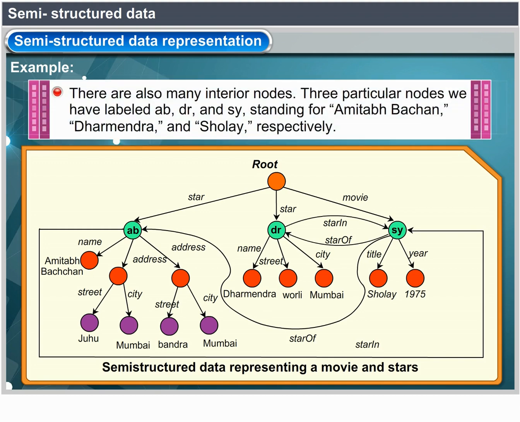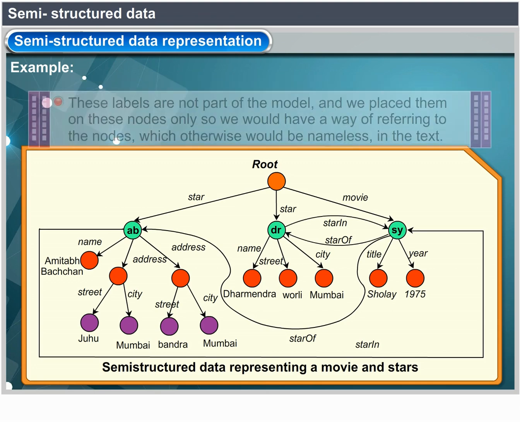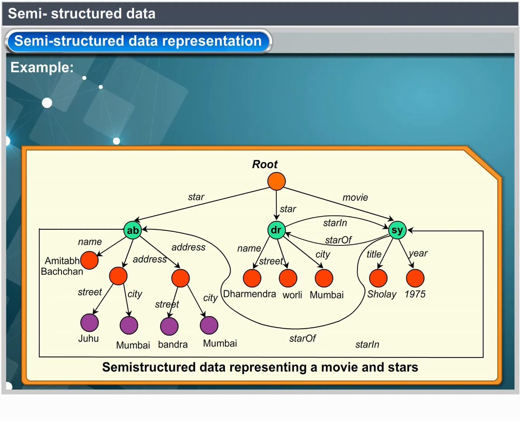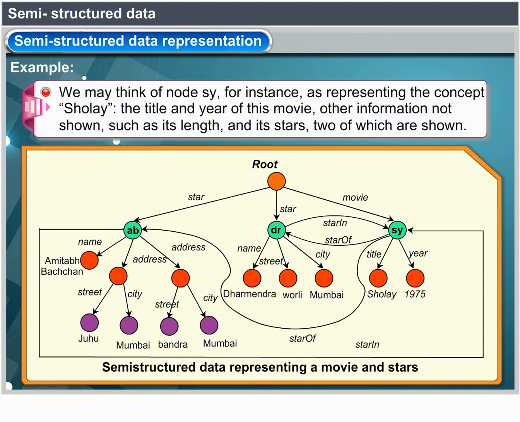There are also many interior nodes. Three particular nodes we have labeled AB, DR and SY, standing for Amitabh Bachchan, Dharmendra and Sholay respectively. These labels are not part of the model and we placed them on these nodes only so we would have a way of referring to the nodes, which otherwise would be nameless, in the text. We may think of the node SY, for instance, as representing the concept Sholay, the title and year of this movie. Other information is shown, such as its length and its stars, two of which are shown.